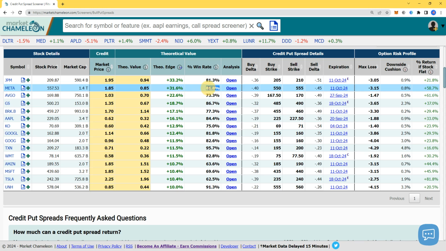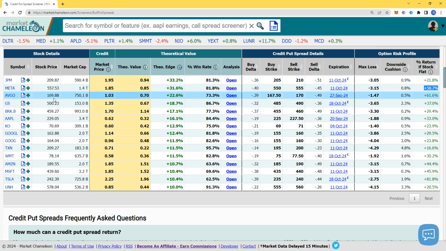That's crazy. You got 81.8% historical win rate. As long as Meta stays above 555 by expiration on October 11, you still have 0.8% cushion to the downside. And if nothing happens, look at this. If Meta stays the same, you are making in about 3 weeks 58.7% return on your money. So if it stays the same or goes up or goes down just up to 555, almost 60% yield in like 3 weeks. That is absolutely crazy.